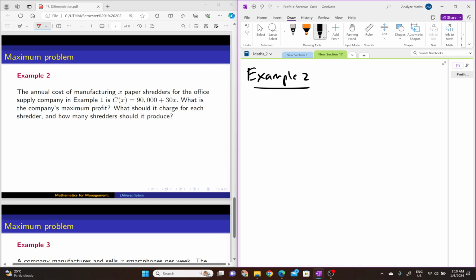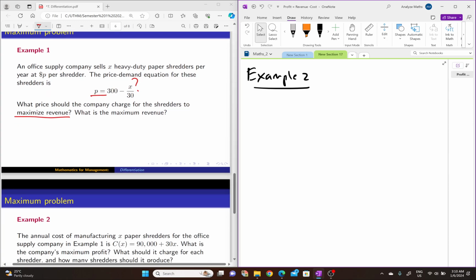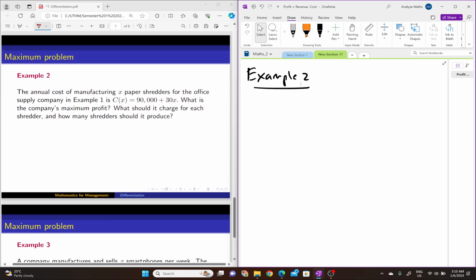Now example 2. The annual cost of manufacturing x paper shredders for the office supply company in example 1 is given. So this is the cost now, just now was revenue, this is cost. Just now they gave you the price demand function and asked you to find revenue. This one asks for the company's maximum profit. What is the formula for profit? Profit is revenue minus cost.